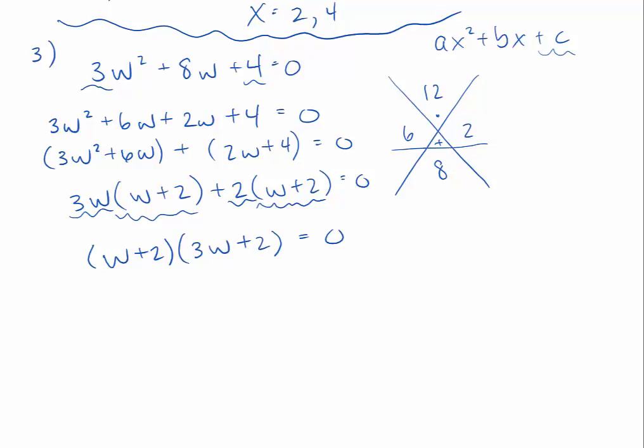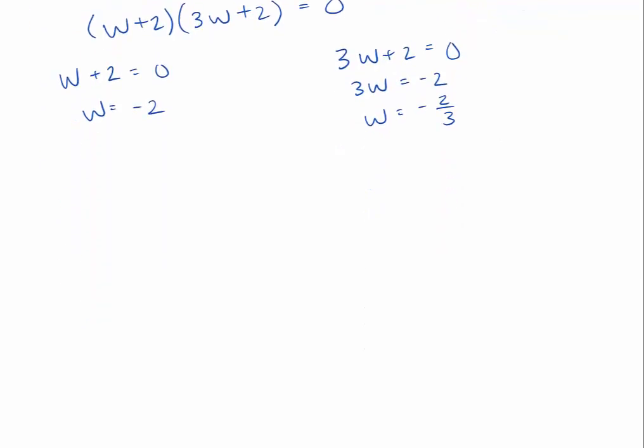But based on what we just did with number 1, what I want to do is set each one of these equal to 0. So I say w plus 2, because that's the first term, equals 0, and I say 3w plus 2 equals 0. W equals negative 2. And w, well, let's do this in steps. 3w equals negative 2. W equals negative 2/3. And so those are our answers. Let me rewrite that. W equals negative 2 and negative 2/3.